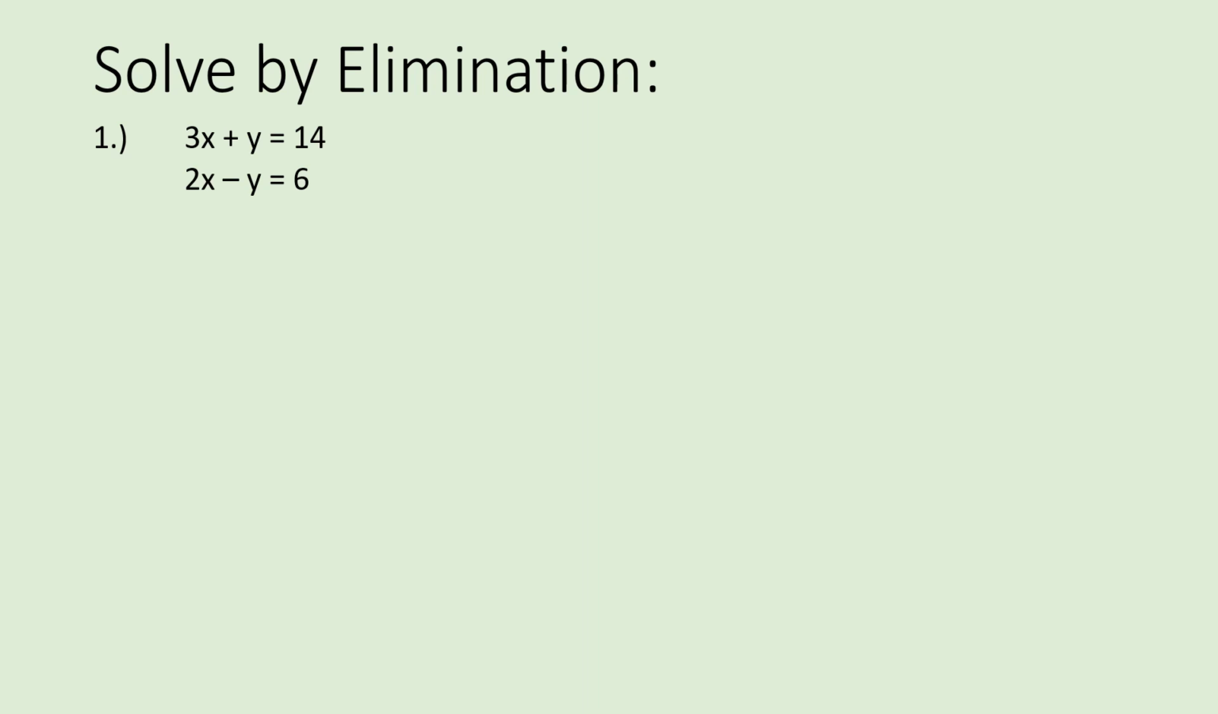So when we look at these, we see that on the top one we have a plus y, and on the bottom we have a minus y. So what we want to do is just add these two equations together. Okay, so 3x plus 2x is going to give us 5x. These y's, positive and negative y, are going to cancel out.